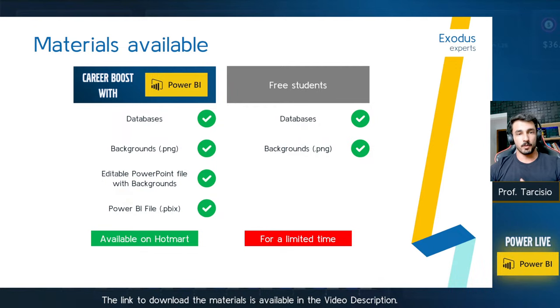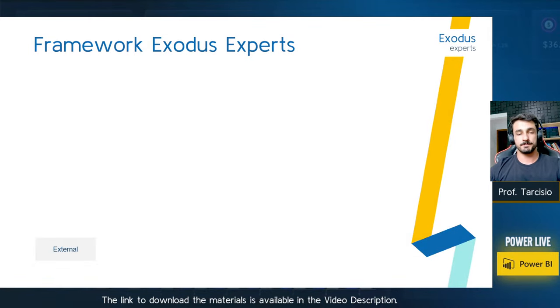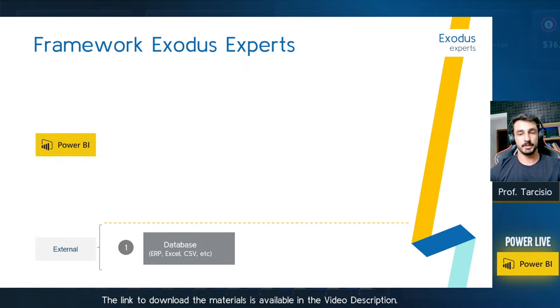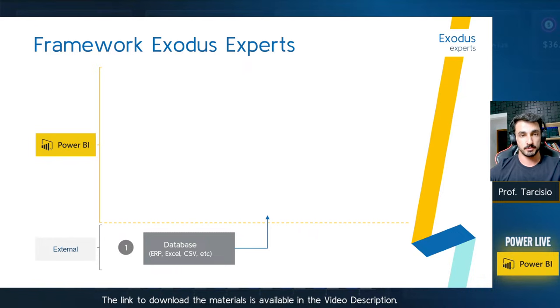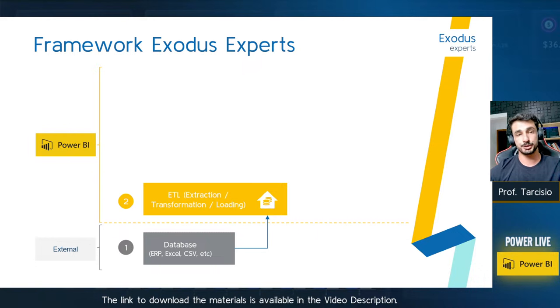Well, let's talk more about the framework, the step by step. You must be familiar with how a Power BI project works, how I structure it, and I usually separate it into the external part and the Power BI itself. So the first part, the external, we have the databases. We are going to check which databases we have for working tonight in a minute. And we are going to start by doing the ETL, which is the foundation of the project, the foundation of this house, making this analogy.